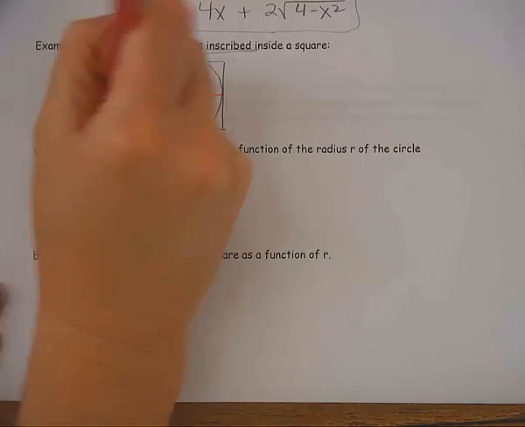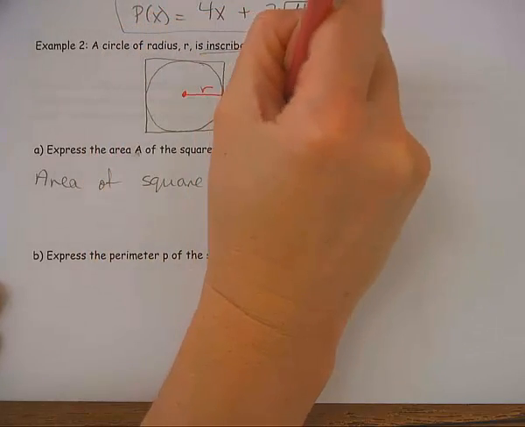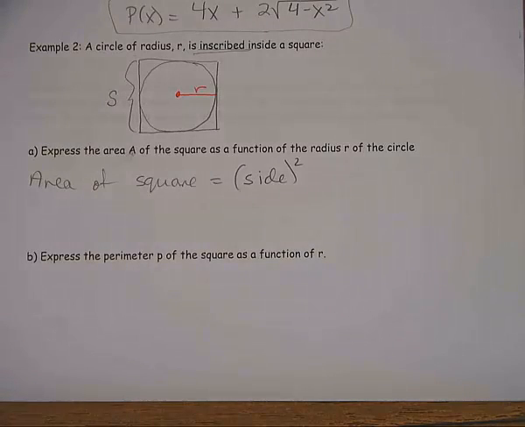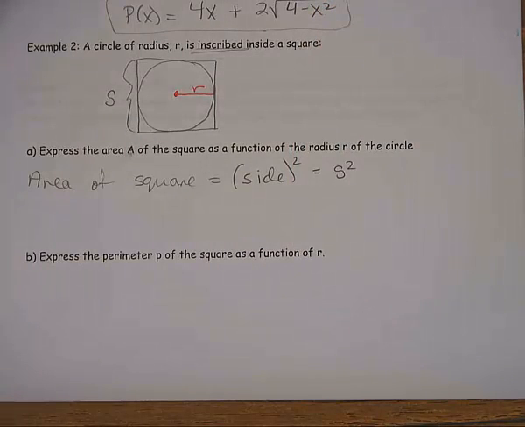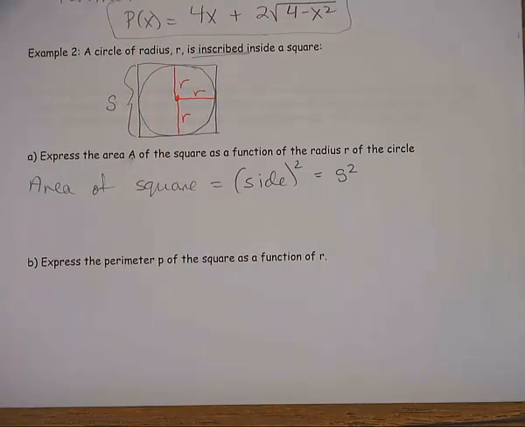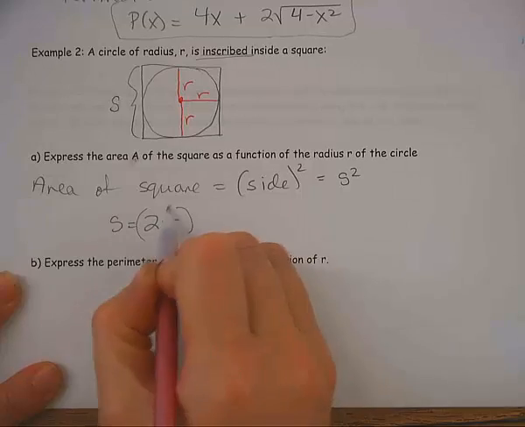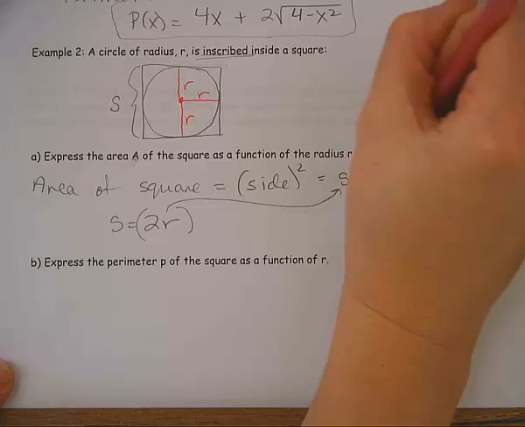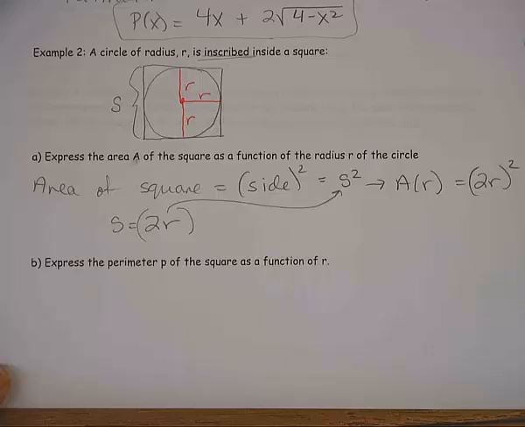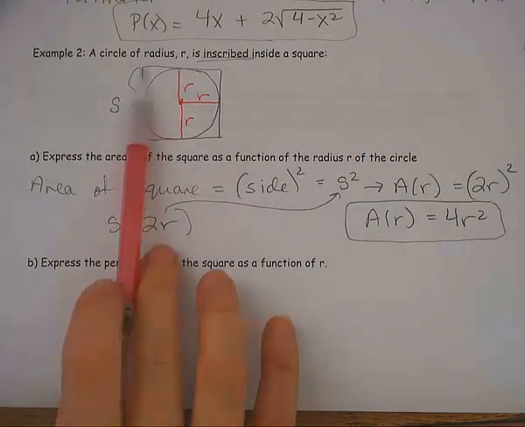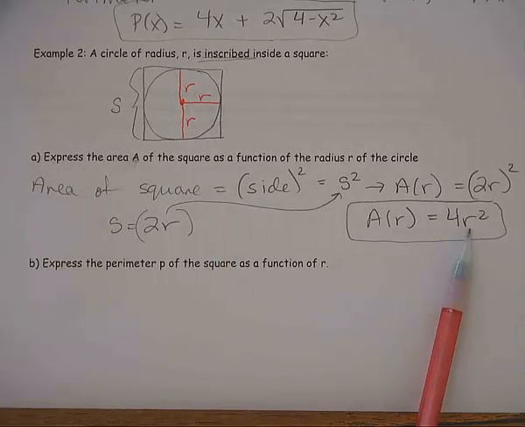So we need to recall that the area of a square is equal to the side squared. So let's call the side s. So the area of the square is just s squared. And if you look at the way this circle is inscribed inside the square, it would take 2 of the radiuses, 2 of the radii, to equal one side of the square. So you could say that the side of the square is equal to 2 times the radius. And then I could substitute this expression into that formula for area. So the area of the square in terms of the radius would be (2r) squared. Simplifying would lead to 4r squared. And that's the formula for the area of the square in terms of the radius. So if you were given the radius of the circle, plug it into that formula and that would tell you the area of the square.